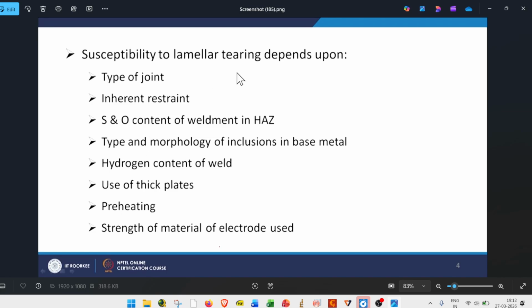The major factors affecting laminar tearing are the type of joint we are making, the restraints we are providing, the sulfur and oxide content in the weld material in the HAZ, the morphology of the inclusions in the base material, the hydrogen content of the weld, the use of thick plates, preheating, and the strength of the electrode materials we are using. These are the factors which will affect this kind of laminar cracking or laminar tearing.